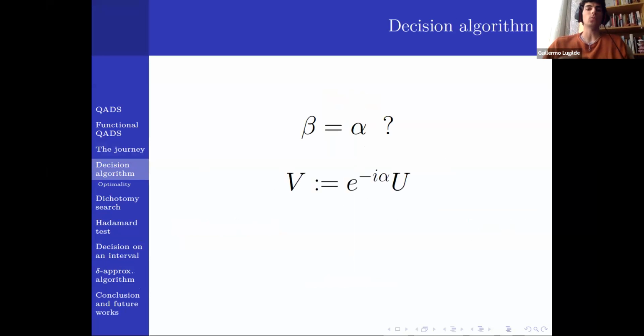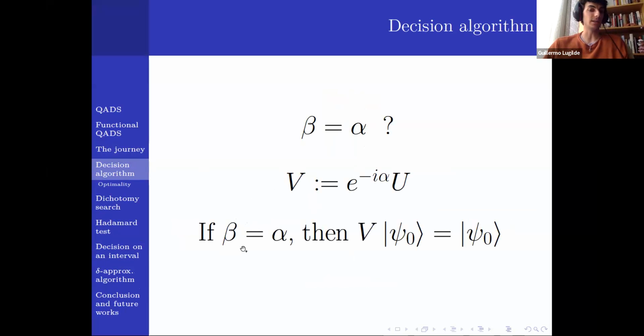How do we solve this? We apply a functional quads for a certain matrix V, so that if beta equals alpha, then V will counteract, use eigenvalue on C sub 0, and we will always obtain C sub 0 at the end. That's it. But since every algorithm is going to be based on this one, it is worth studying it further.